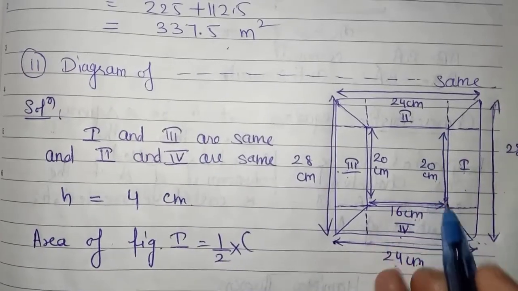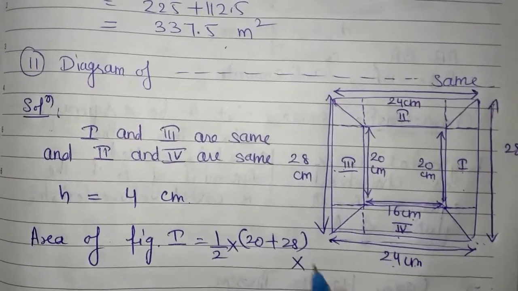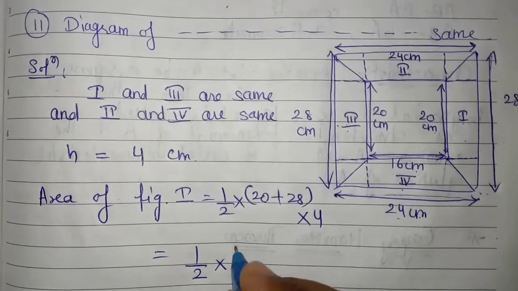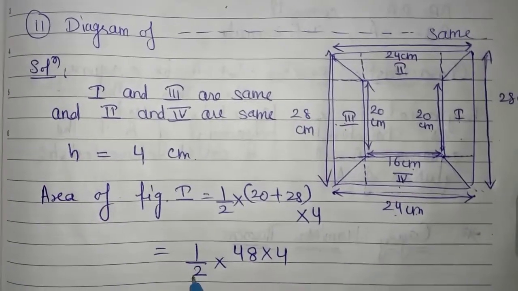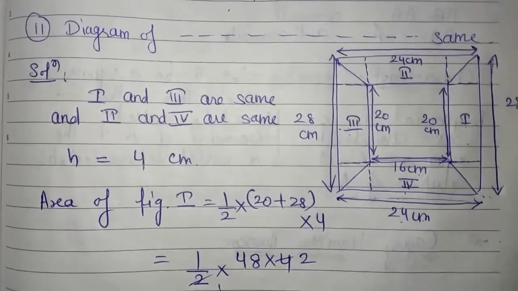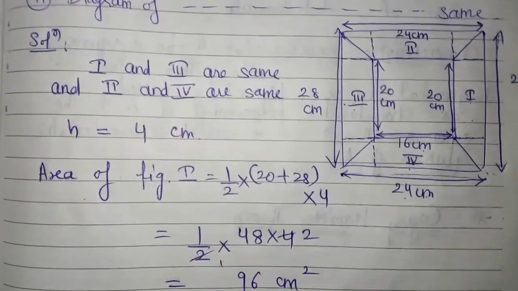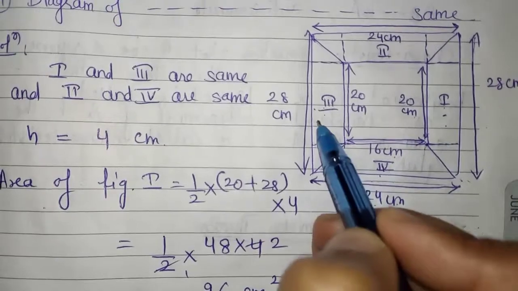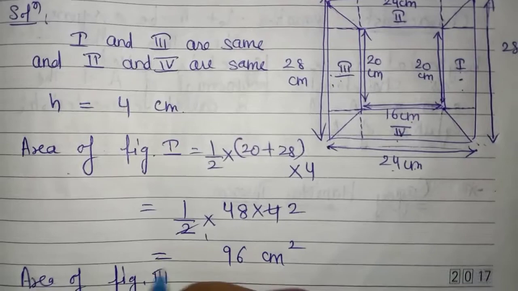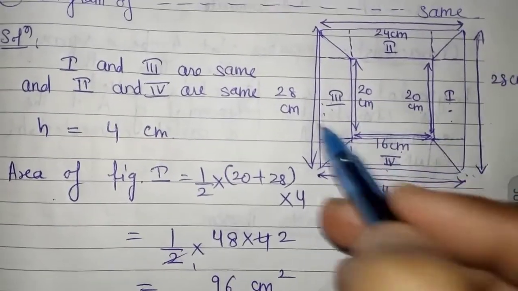parallel sides are this 20 plus 28 multiplied by 4. 1 by 2 into 20 plus 28 is 48 multiplied by 4. 2 ones are 2, 2 twos are 4, and we'll get 96 centimeter square. So if figure 1's area is 96 centimeter square, so it means figure 3's area, that is area of figure 3, is also equal to 96 centimeter square, as the two are same.